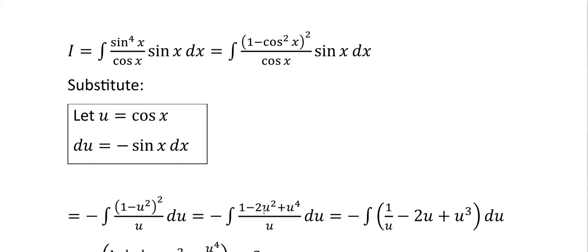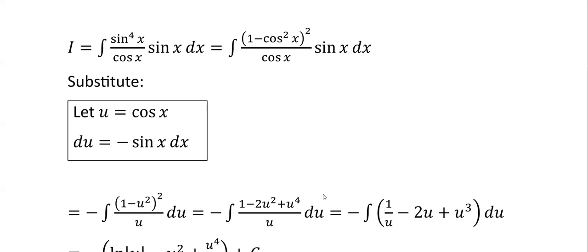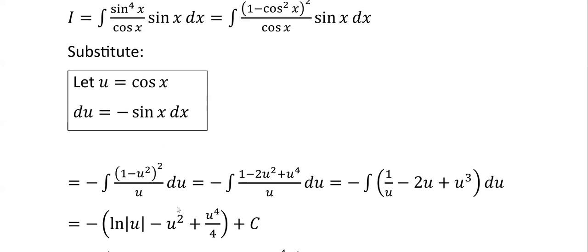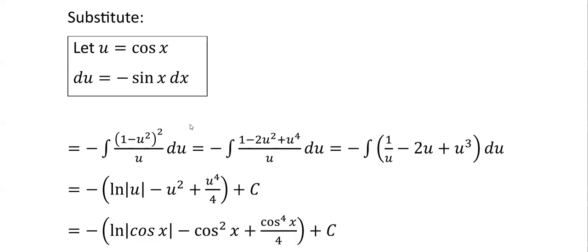The top we can expand out. I won't go over that. And then we can divide through by the u. And then from here, we can use power rule, and this is a log over here. So then we integrate, we'll find the antiderivative. So it becomes this minus parentheses ln of absolute value u minus u squared plus u to the fourth over 4 plus c. And then we back substitute, u is, what is it? Cosine x. So this is our final answer after we back substitute.